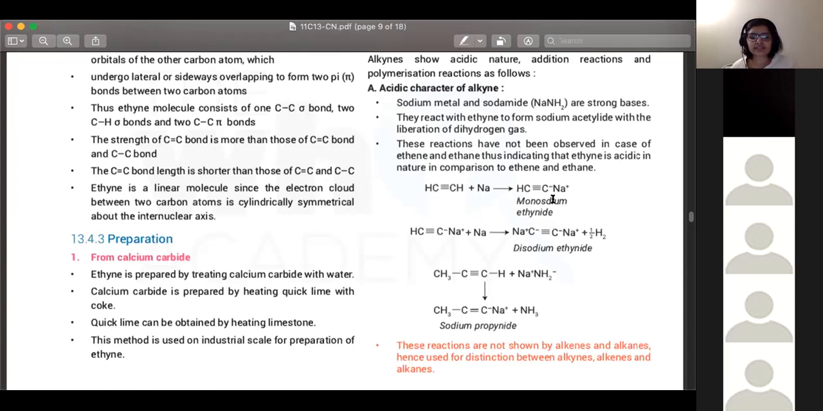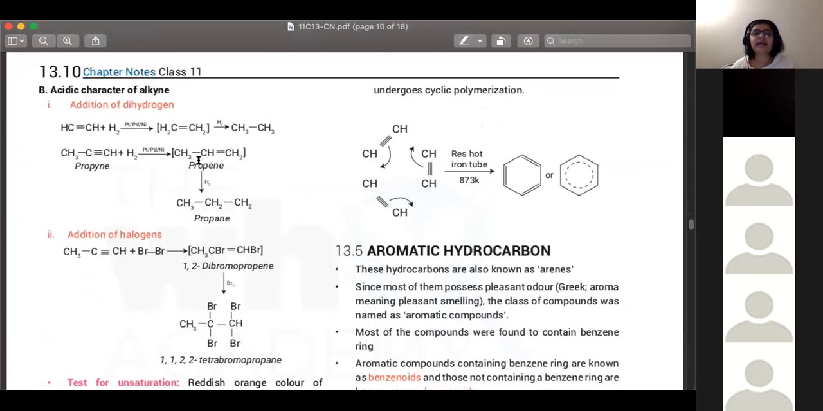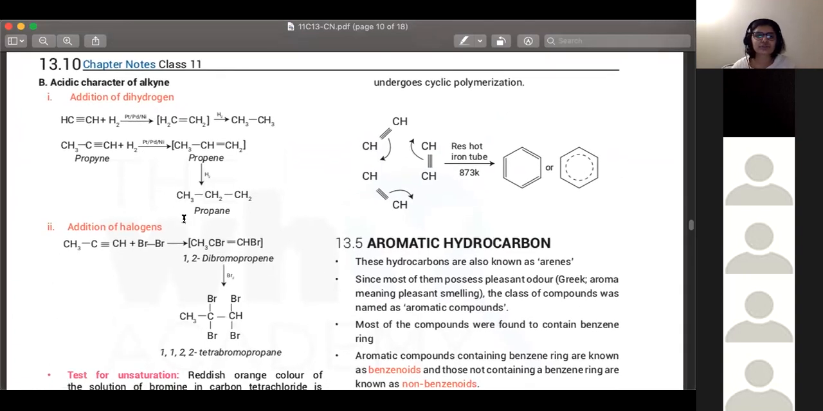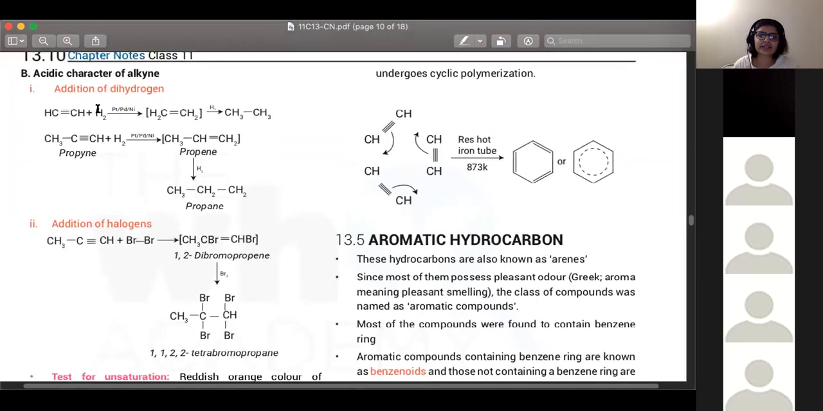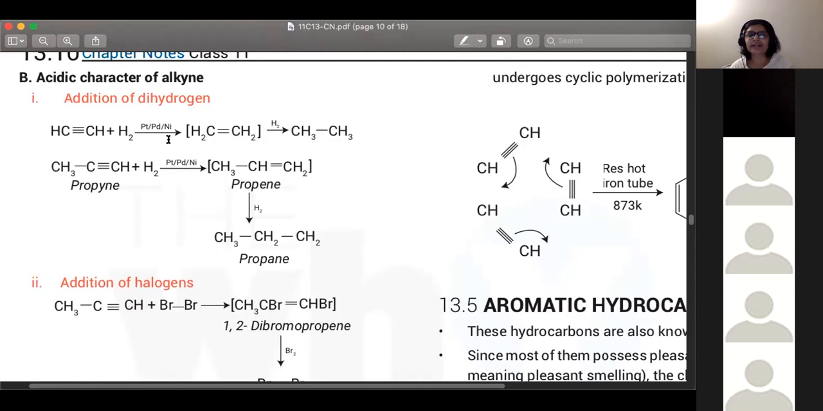Cool. So these kinds of reactions show the acidic character of alkynes. And then alkynes have triple bonds, right? So you've got your regular addition reactions also. The first addition reaction is addition of hydrogen gas, the same as hydrogenation in the presence of catalyst platinum or palladium or nickel. Adding 1 mole of hydrogen gives you alkenes, and if you pass hydrogen in excess, you eventually get alkanes.